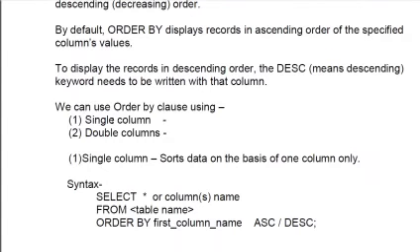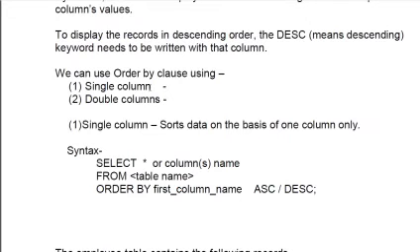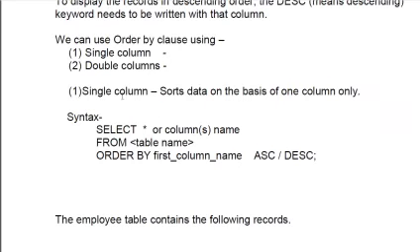We can arrange the records on the basis of two or more columns. First of all, single column, second one is the double column. Because the third column or fourth column is not in your syllabus, so we will discuss single column or double column. In single column, it arranges the data on the basis of one column.